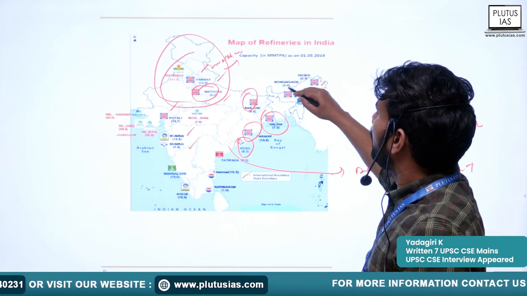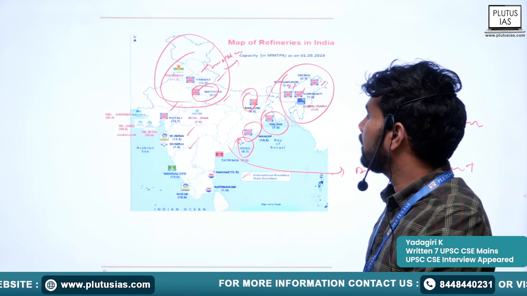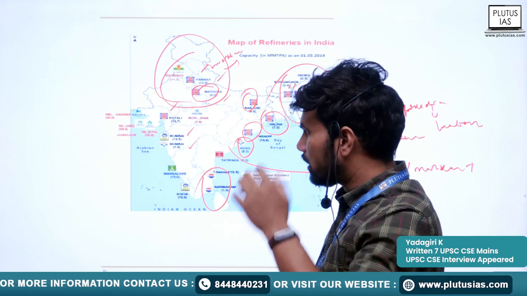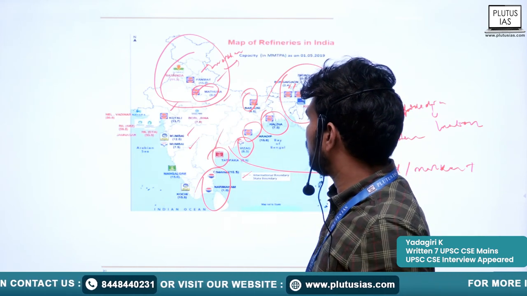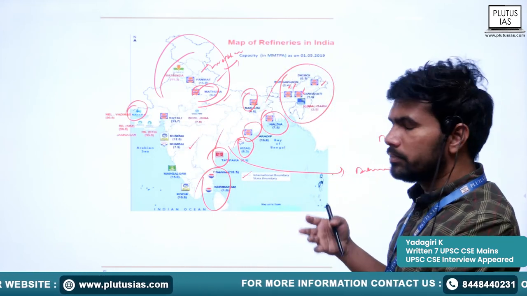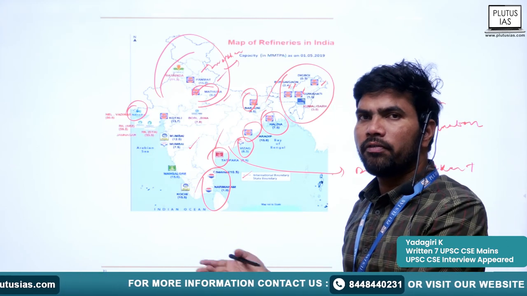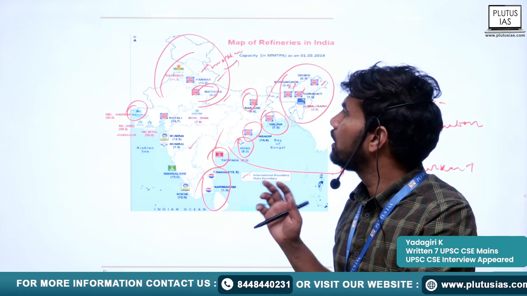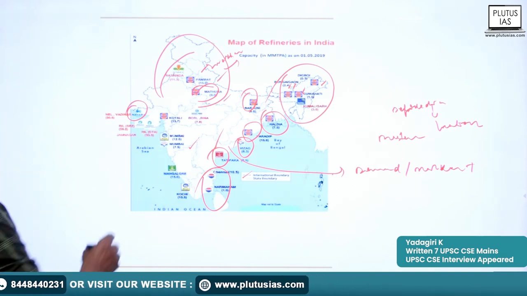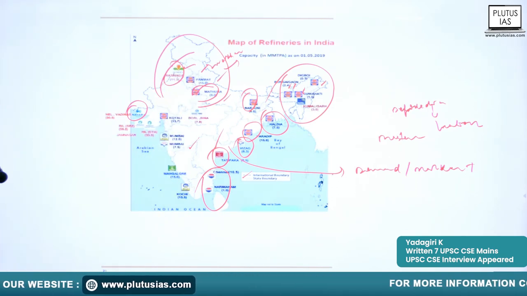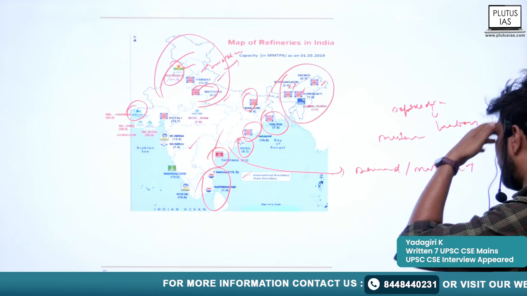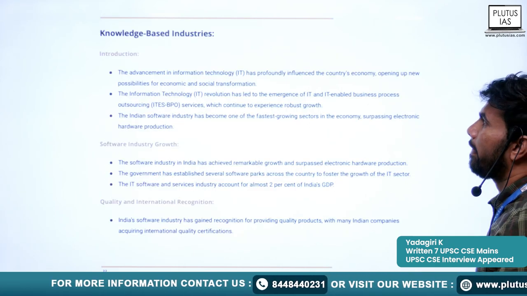Apart from that, the northeastern region also has some important refineries. Here in Tamil Nadu also two important refineries are there. The private sector also started establishing some refineries with private ownership. So try to remember the important refineries in India. In Punjab, in Bathinda, we also have one refinery. So these are the refineries that are spread across India, both in the government sector and the private sector.